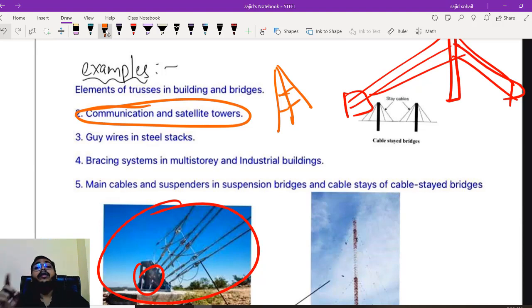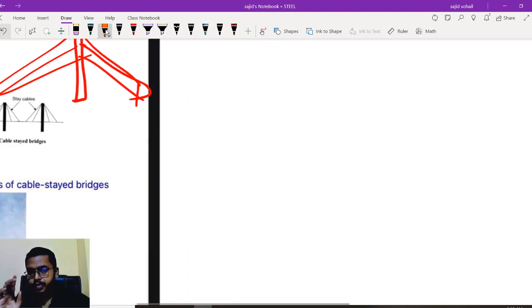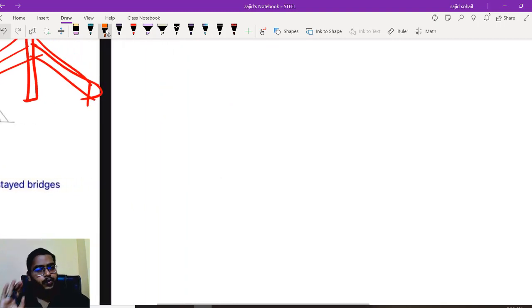While solving your previous year question paper, see, if you want to be successful, if you want job, then you should study less.